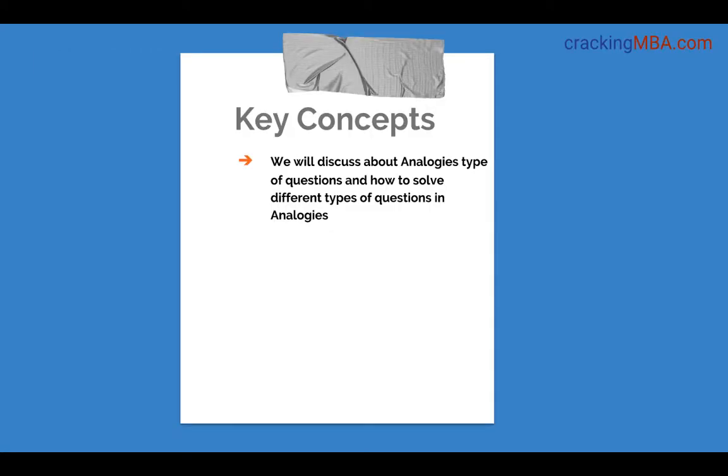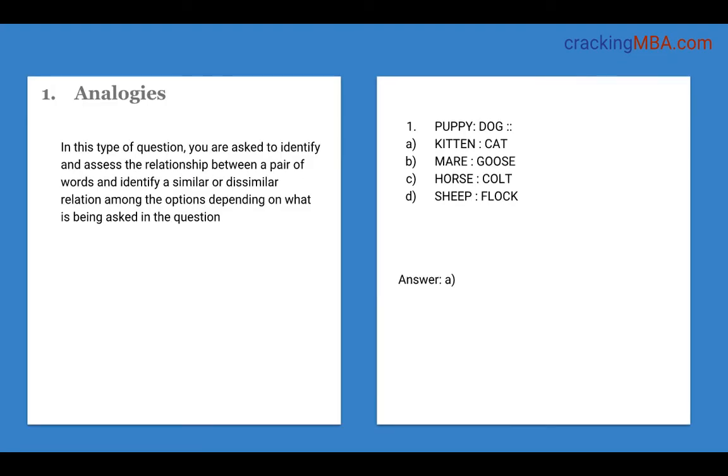Today we are going to talk about analogies. We will discuss the different types of questions that are asked in the analogies section in the verbal ability section and how we can solve these different types of questions. Typically, what you're expected to do is identify a relationship between a pair of words which is given in the question and identify the similar or dissimilar relationship among the options, depending on what is being asked in the question. Let's take an example here.